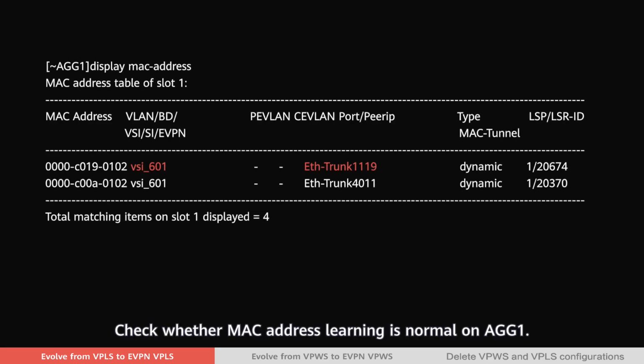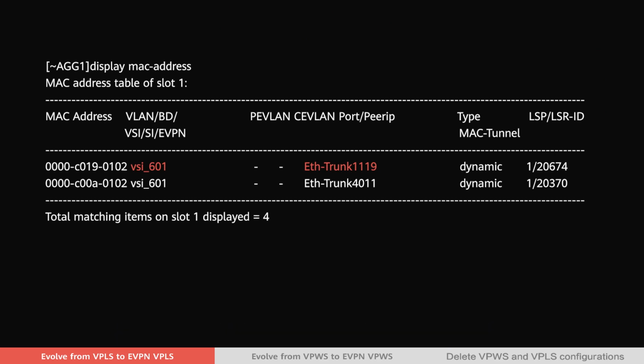Check whether MAC address learning is normal on AGG1. If VPLS is displayed in the command output, the rollback is successful.